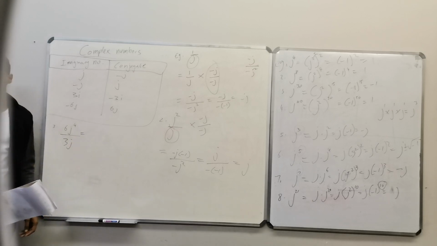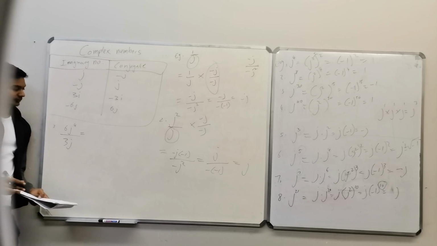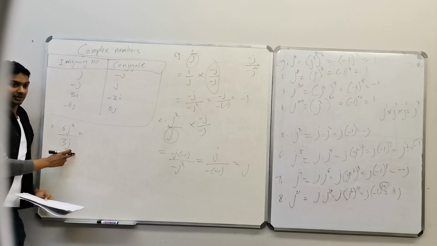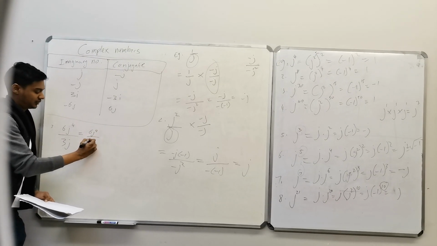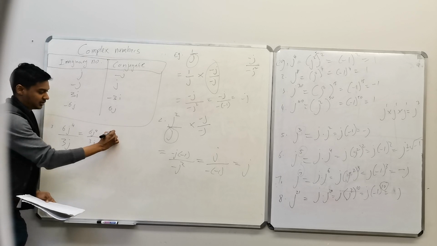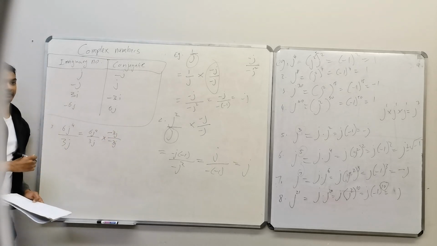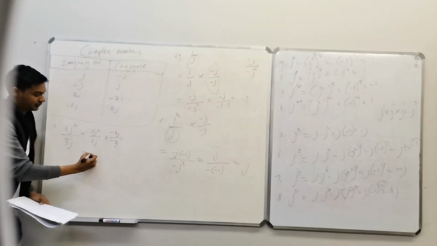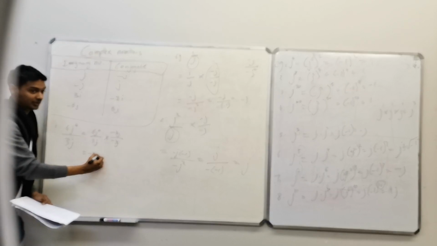What's our conjugate here? Minus 3j. Minus 3j. So we'll have 6 plus j to the power 4 times minus 3j. Minus 3j. So we keep the j.